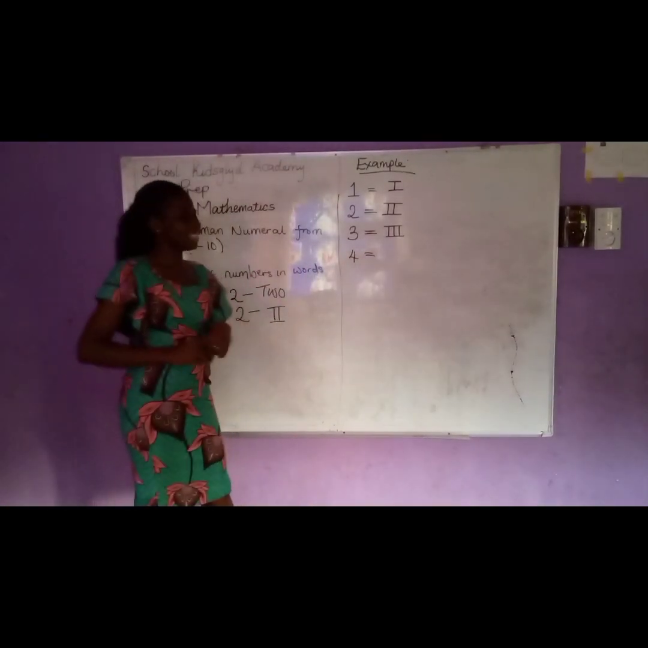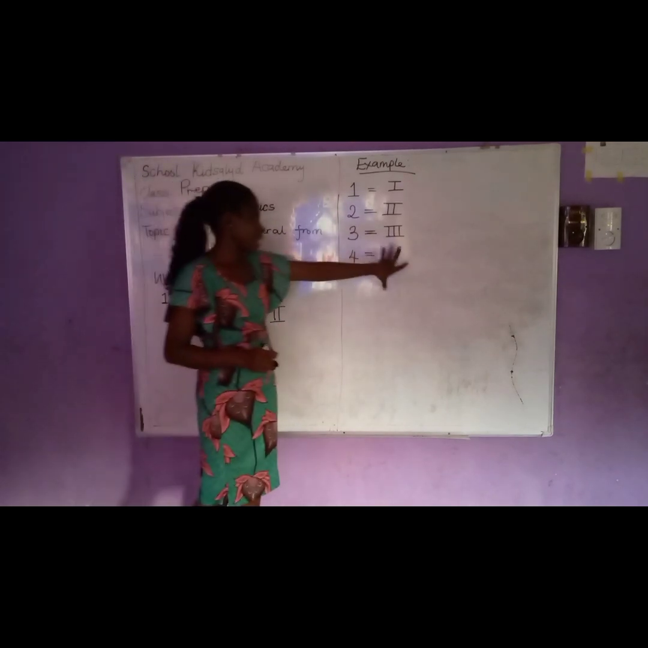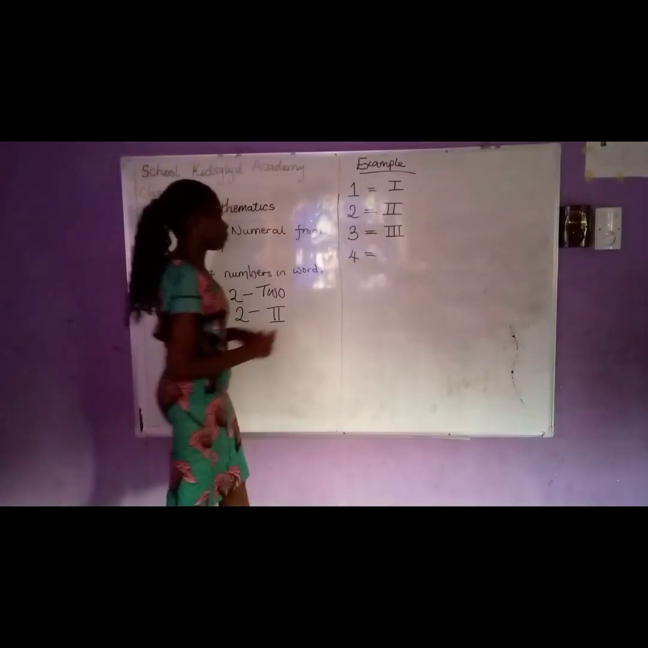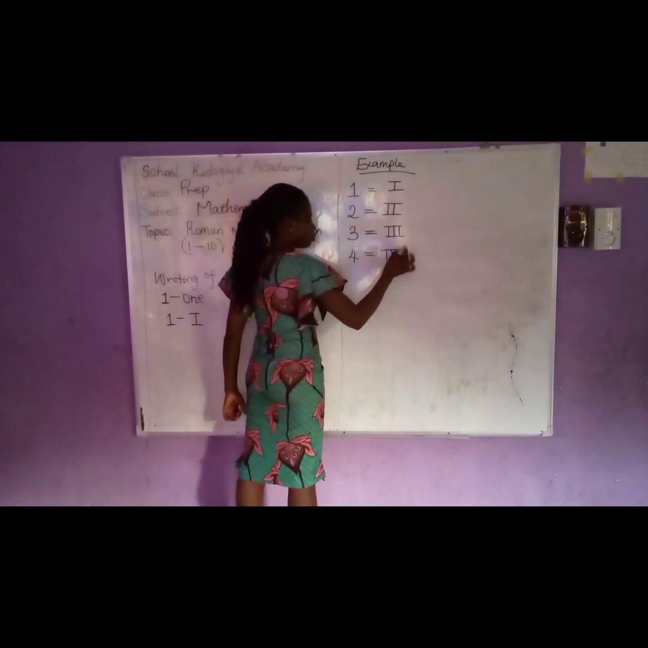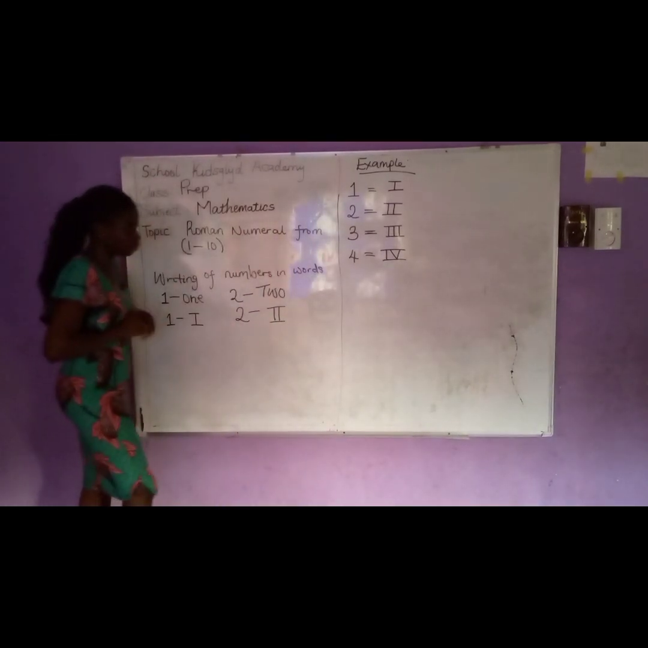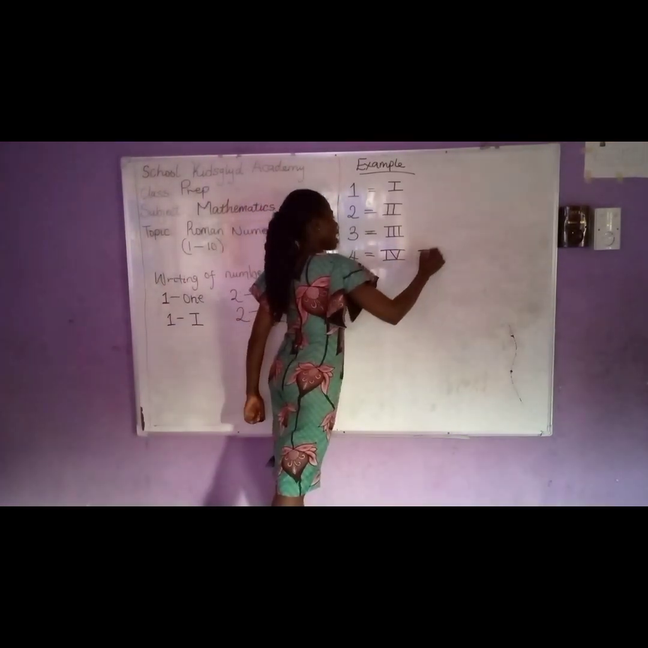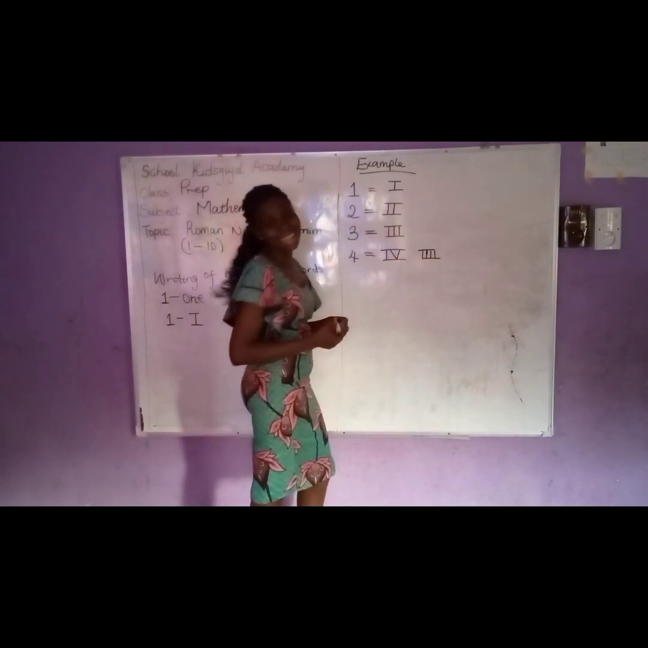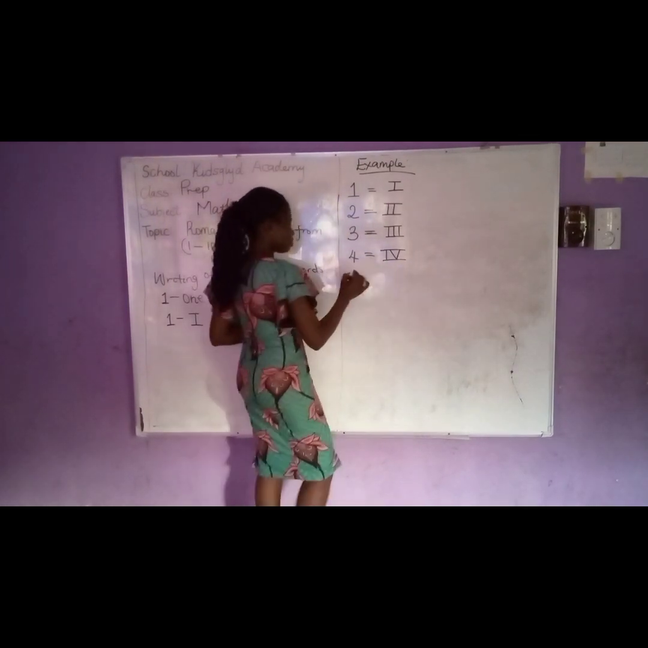Oh wow, somebody just said four I's. No, that is where diversity comes in. That is where we start writing it differently. Now, our four here in Roman numeral is like this. I and V is what? Four. I and V is what? Four. Do we understand now? Good. So, we'll move over to number five.